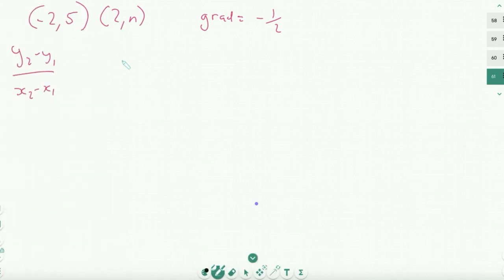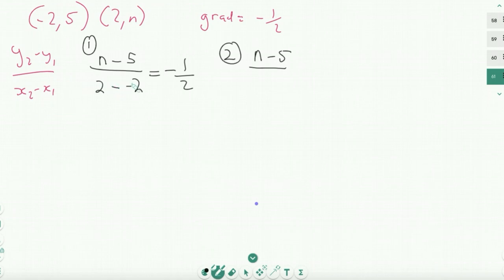So y2 is n, minus y1 is 5, over x2 is 2, minus x1 is negative 2. And we know that gradient is equal to negative half. Next, let's simplify this. Well, n minus 5 just stays as n minus 5. 2 minus minus 2, the minus minus turns into a plus. So that makes it to be 4, and that's equal to negative half. Next, n minus 5 divided by 4 equals negative half.